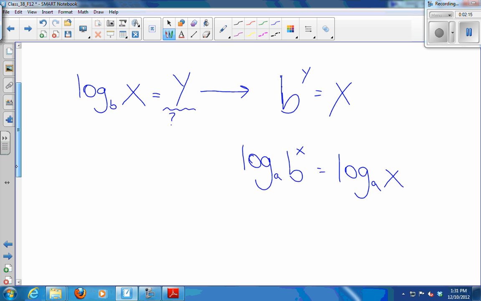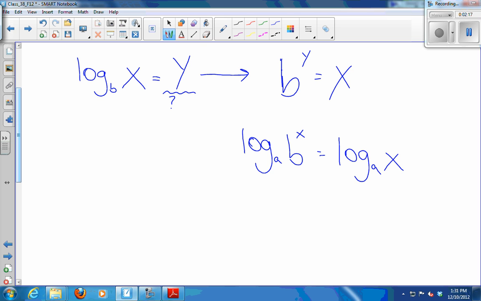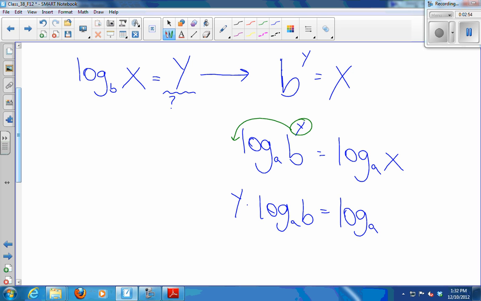So now that I've taken the log of both sides, I can use one of my properties of exponents, I'm sorry, my properties of logs, that says I can take that exponent. That is supposed to be a y. So I can use one of my properties of logs that we learned last class. When you have the log of something to a power, you can take that exponent and bring it down in front of the logarithm. So this ends up being y times log base a of b equals log base a of x.